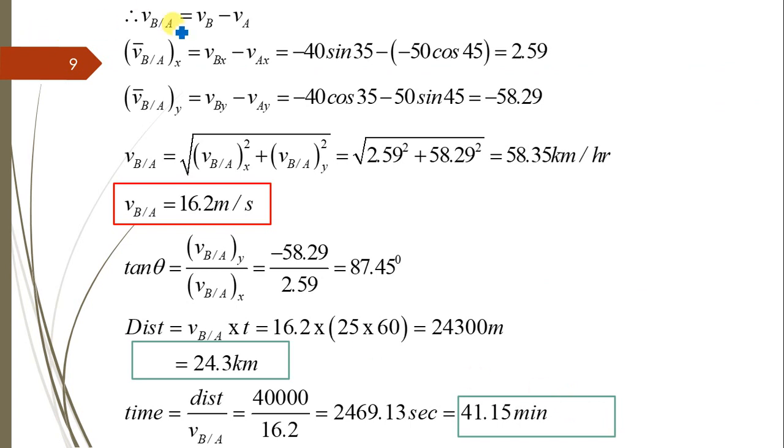Therefore, the relative velocity of B to A is VB minus VA. So VBA x component equals VBX minus VAX. Substituting the values in this, we get 2.59. Then the B to A y component is VBY minus VAY. Substituting again the values, we get minus 58.29.